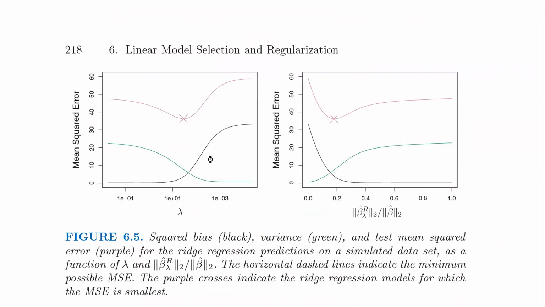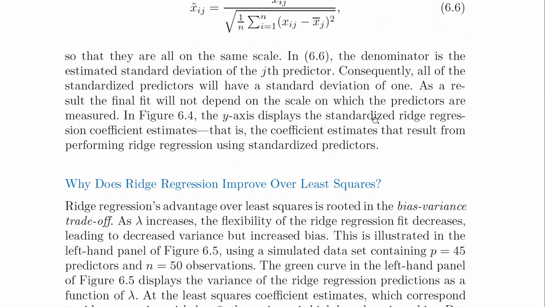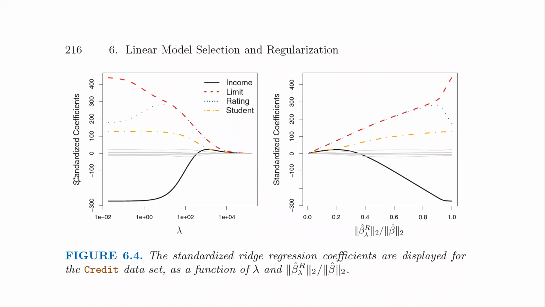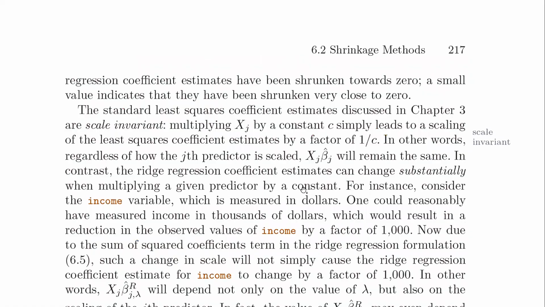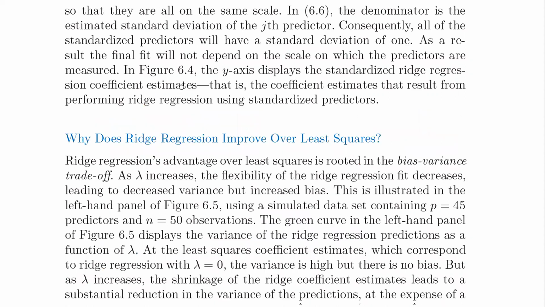Figure 6.4 is what we were looking at earlier. The y-axis displays the standardized ridge regression coefficient estimates. Okay. So these are the ridge regression betas, but they are the standardized betas. So what does that mean? It means the coefficient estimates that result from performing ridge regression using standardized predictors.